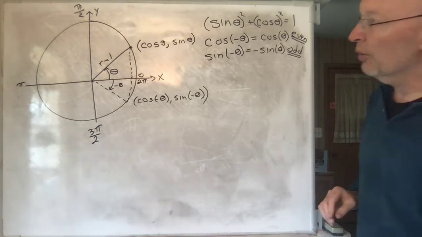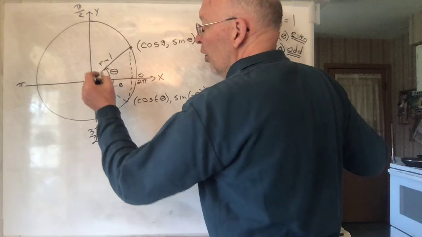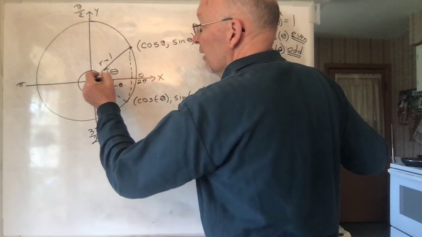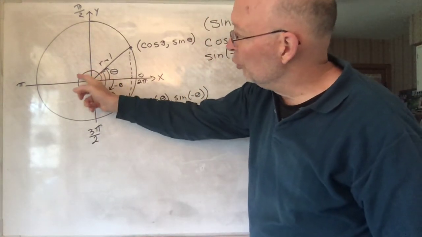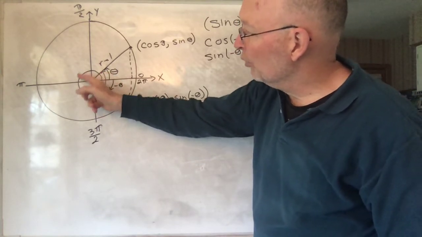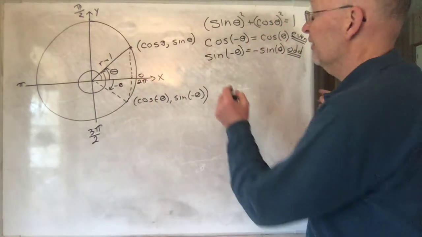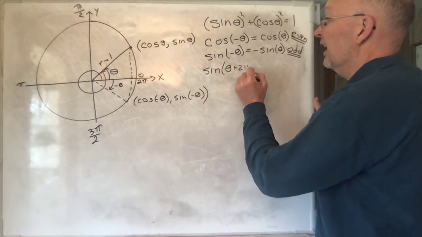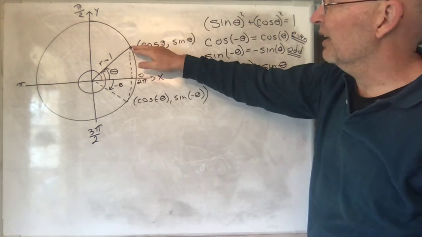Finally, notice that there's no reason to have to stop even when I go all the way around. If I thought of this angle right here, that angle would be what? It would be 2 pi, that's one complete revolution, plus theta. And if I go 2 pi plus theta, I'm going to end up at exactly the same point. So the sine of theta plus 2 pi is going to be exactly the same as the sine of theta, because they end up right there.